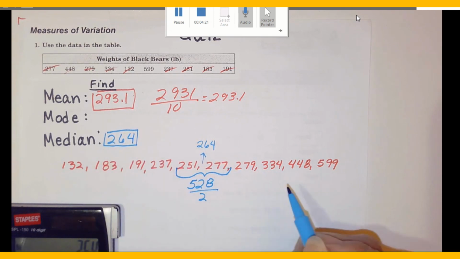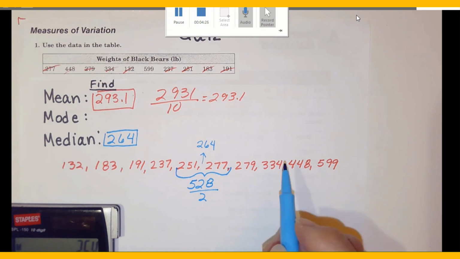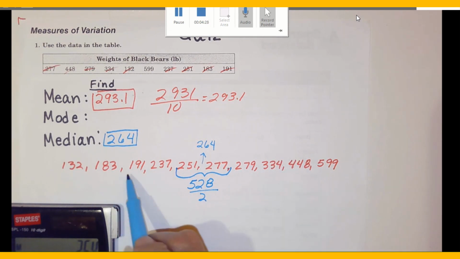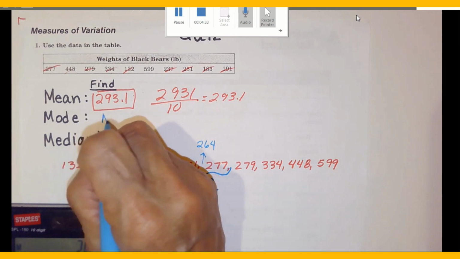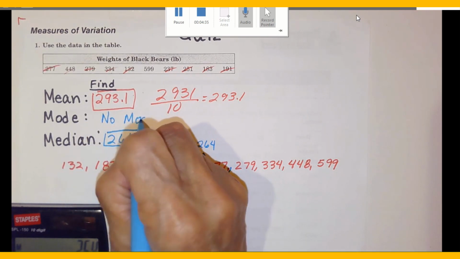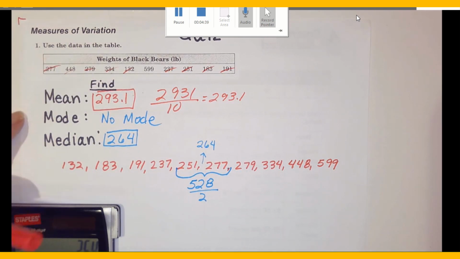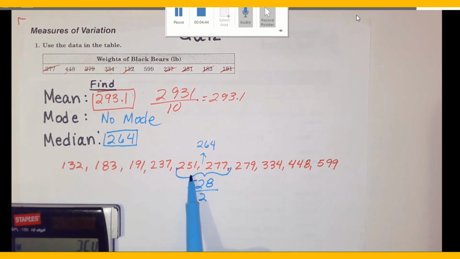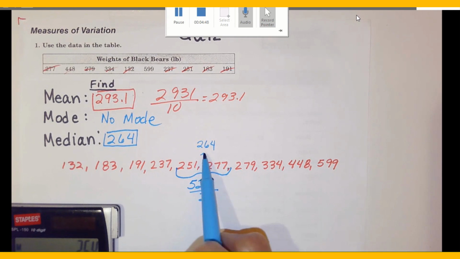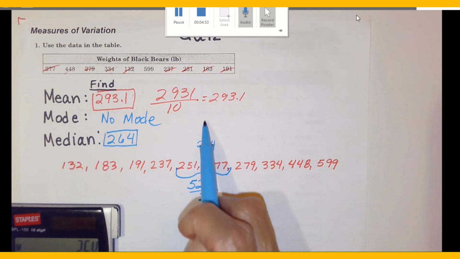And let's see if Devin can tell me how we find the mode. You're right. The mode is the number that appears the most. In this case, all these numbers are different. So there is no mode. There you have it, students. 293.1 is my mean. My mode, there is no mode. The median is 264. We had to add these two up and then divide them by 2 to get that. And if you could see that, that's 251, 264, 277, right down the middle.